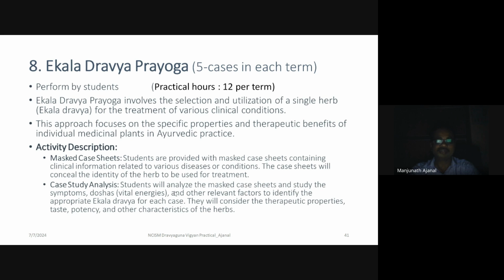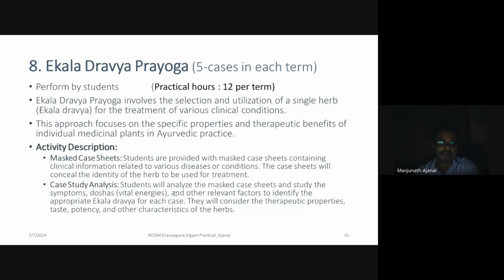The activity here: the student needs to be given a masked case sheet. Or if a particular individual has a good number of cases, they can go to the ward, collect the case history, and plan the treatment. The masked case sheets given in the syllabus can also be provided. The students are provided with the masked case sheet containing clinical information related to various diseases or conditions. The case sheet will conceal the identity of the herb or the treatment. The physician's treatment already presented has to be concealed, and all the other disease information needs to be presented.